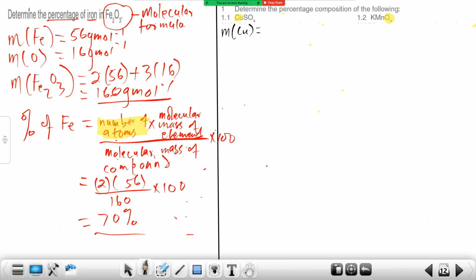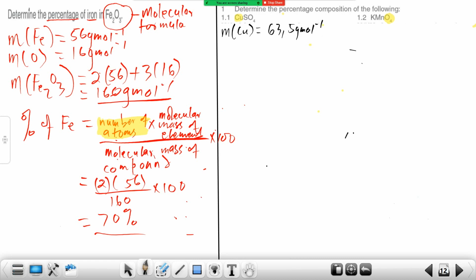Where is my periodic table here? Let me check my periodic table. I don't know where I placed it. I don't see it, guys. Can somebody give me the molecular mass of copper? Is it 63 point something? 5, sir. How much is it? 63.5.